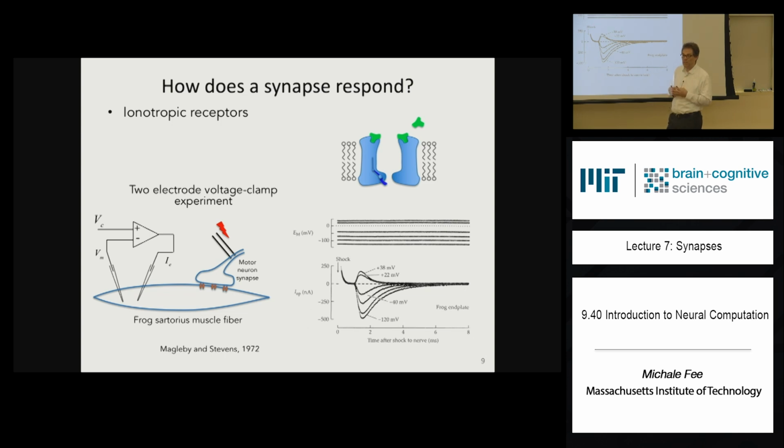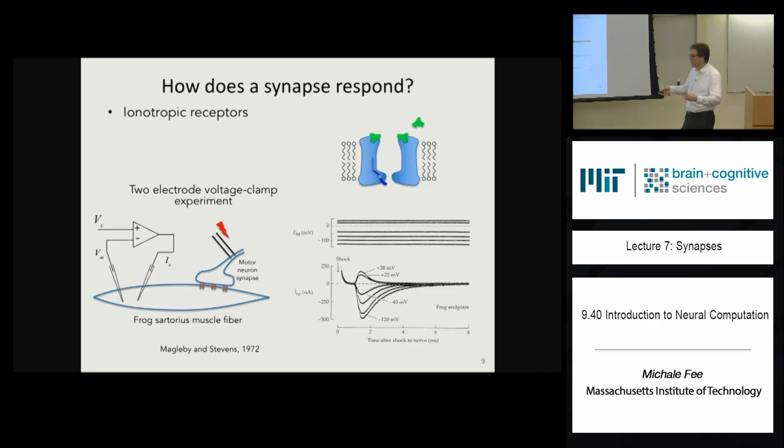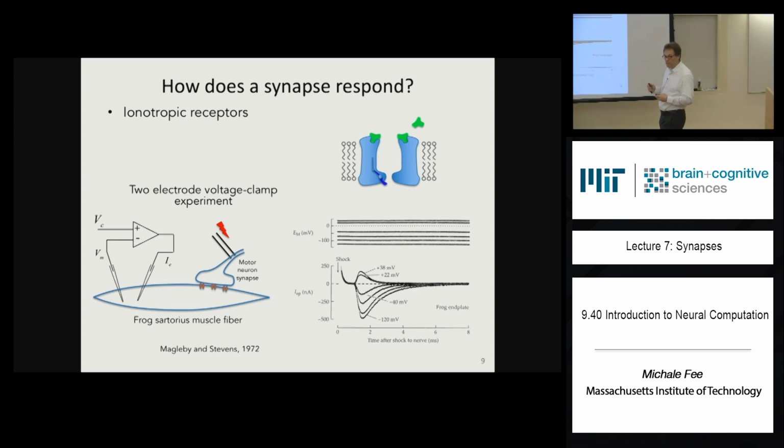That's why the voltage clamp is so important, because if you were to do this experiment without a voltage clamp, you would stimulate and the muscle would contract and rip the electrodes out of the muscle fiber. When you voltage clamp, it holds the cell at a constant potential so that the cell can't spike when the current flows in through the synapse.